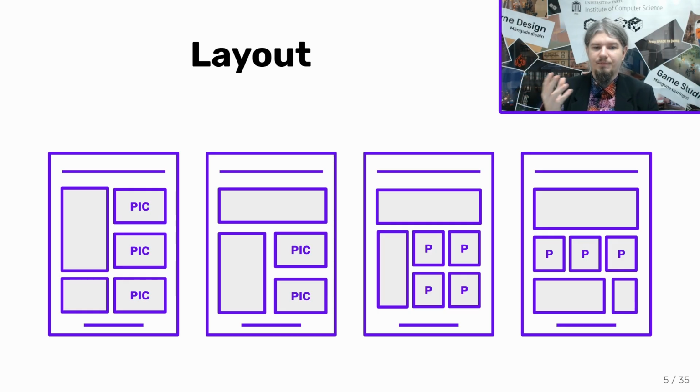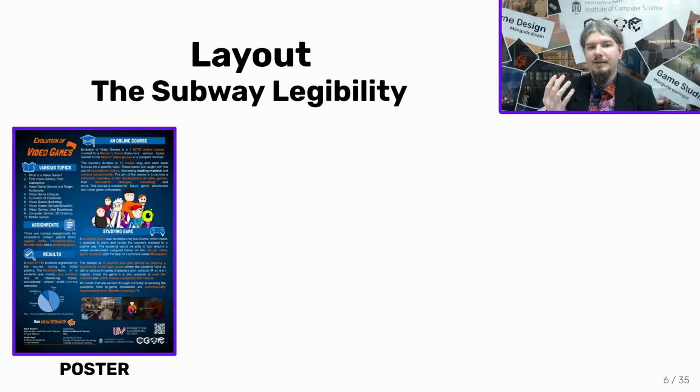But generally speaking, those layouts should be able to show the readers what is where on your poster. Related to that is the sub-eligibility, or the 3 reads. So let's come back to this topic and let's analyze a specific poster in terms of the sub-eligibility.